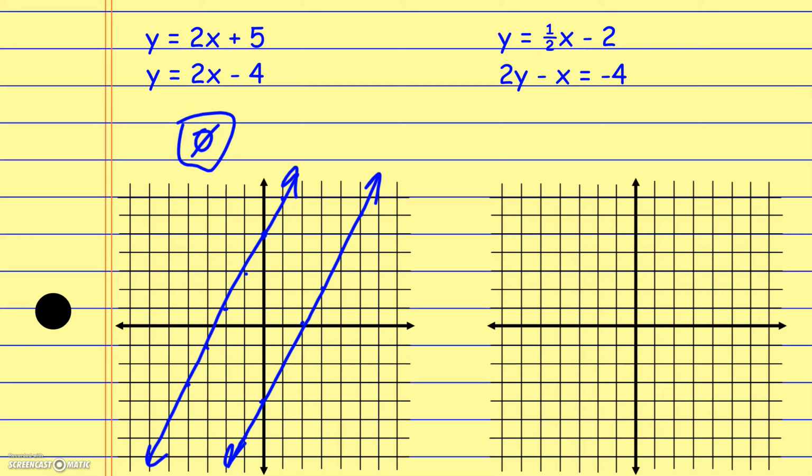The second thing we should always remember about parallel lines is that parallel lines always have the same slope. So when I look at these, because I have the same slope, I know I'm dealing with parallel lines. I could go right to saying no solution.